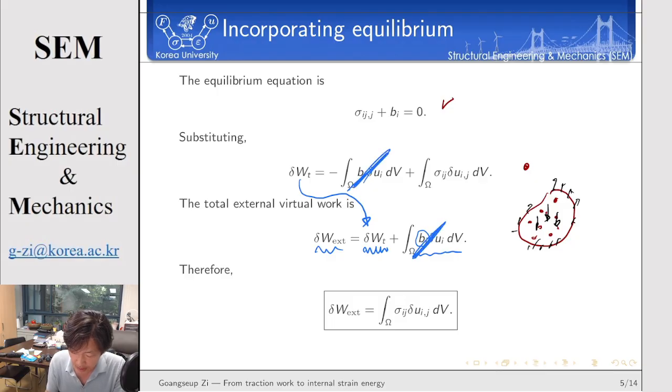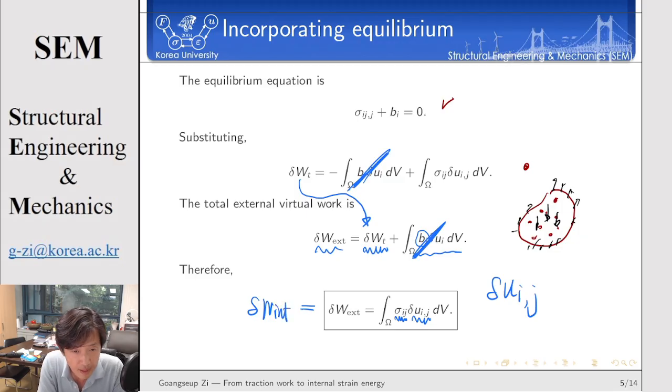But finally, the external virtual work is represented by the integration of the stress tensor times another tensor, delta u i comma j. So naturally, because of work conservation, we can understand that this is the internal virtual work. So as you understand, sigma ij is what is measured for the internal stress state.